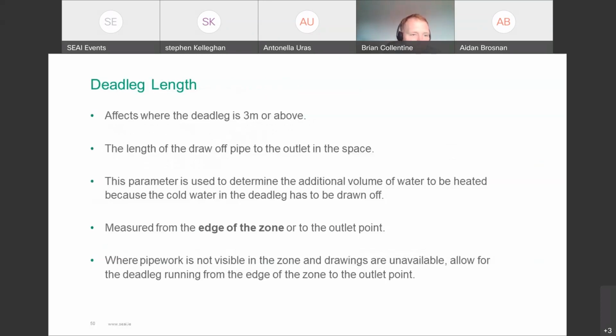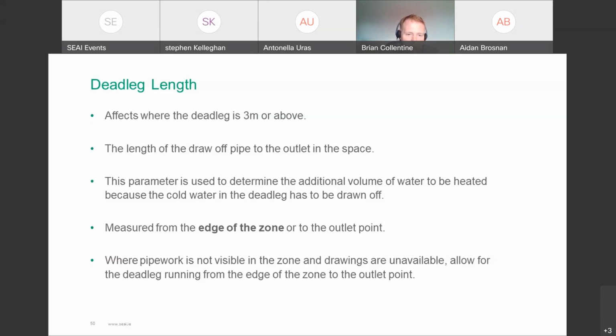So deadleg length. The deadleg length affects where the deadleg is more than 3 meters or above. It doesn't take into account when it's less than 3 meters, just for information purposes. The length of draw off pipe to the outlet in the space is essentially the deadleg. This parameter is used to determine the additional volume of water to be heated because the cold water in the deadleg has to be drawn off. So anything above 3 meters, there will be an additional load, although very, very minor.